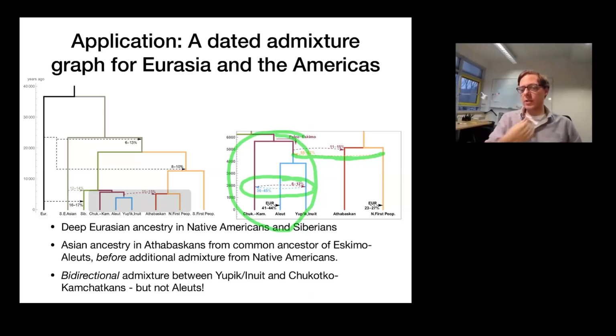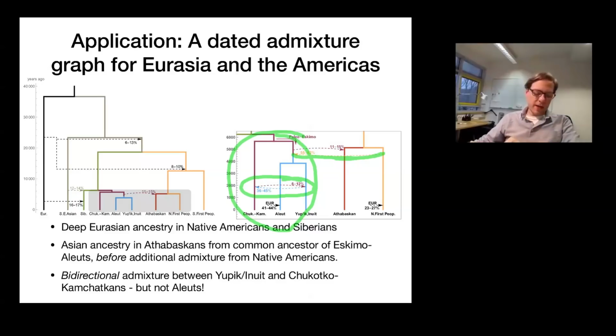So then there was additional gene flow between Yupik and Inuit and Chukotko-Kamchatkans, which finally explains why in Chukotko-Kamchatkans we find some residual Native American ancestry. So that was brought in by admixture across the Bering Strait between people living on both ends of the Bering Strait. That was quite pleasing, and a later addition to the model that is not yet, for example, in the version that we have on bioRxiv.